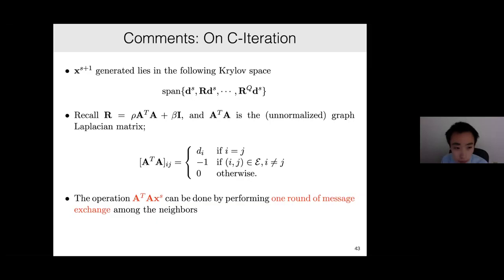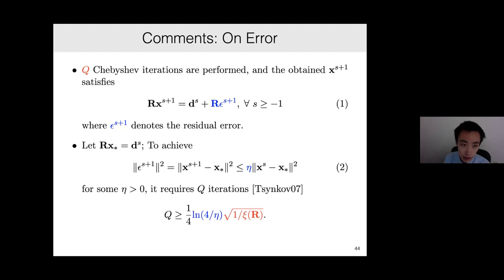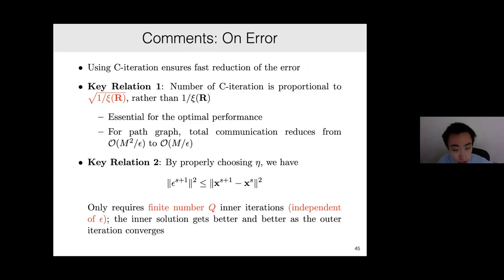The second thing I want to mention is the error of the inner Chebyshev iterations. If we run Q Chebyshev iterations to solve this linear system Rx equals D, we will get some error, which we call epsilon. To drive this epsilon below some threshold eta, we only require Q iterations proportional to log of eta and the square root of 1 over C. This is a very important observation, because the iteration count is proportional to the square root of 1 over C instead of 1 over C. This is essential for the optimal performance.